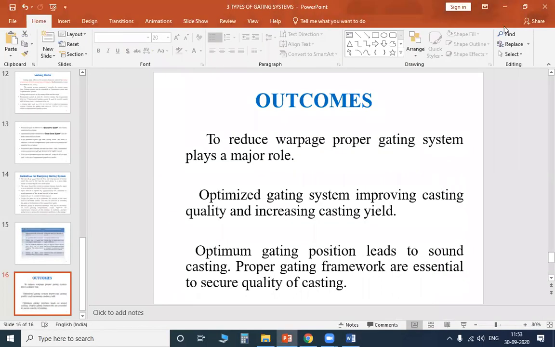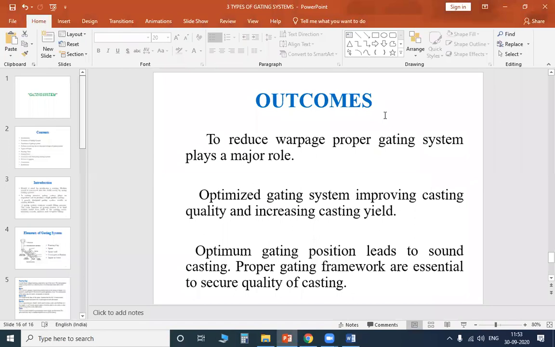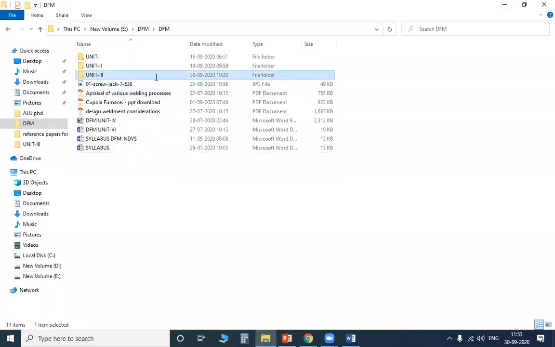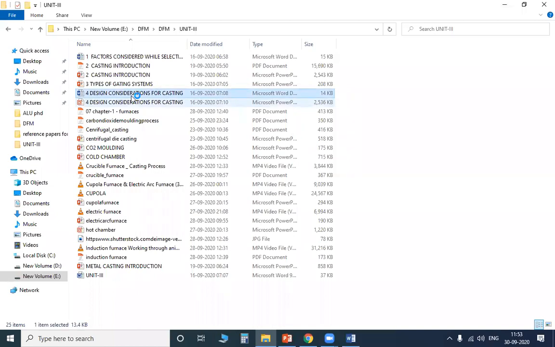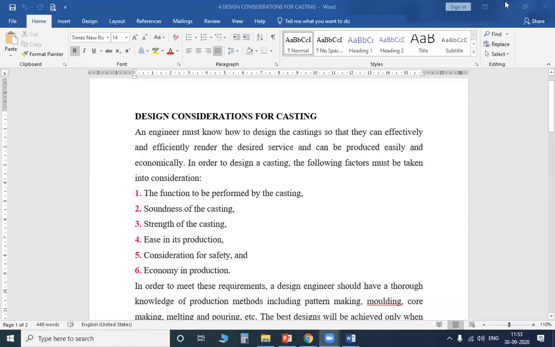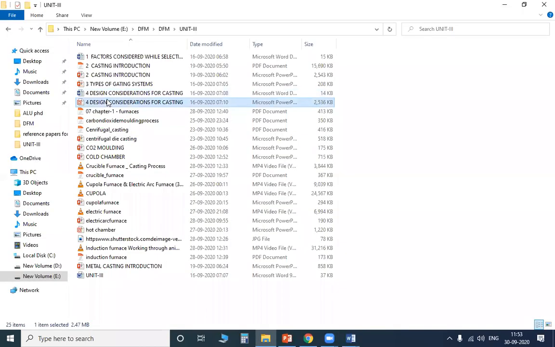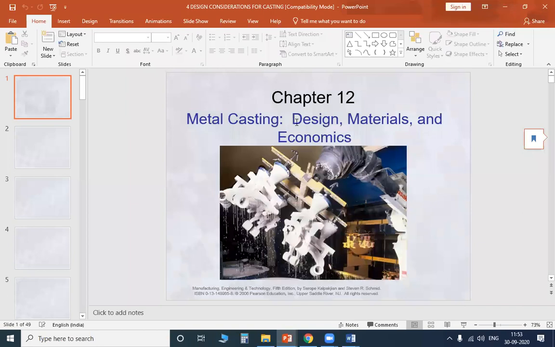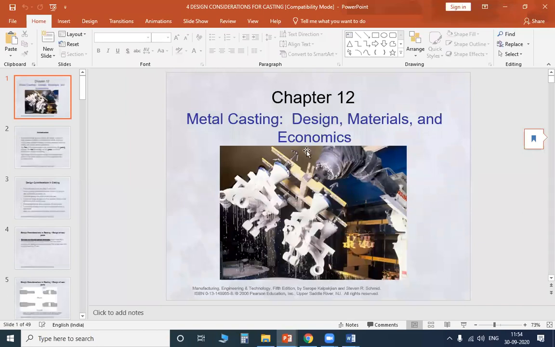In the next class we will see design considerations for the casting and how it is to be designed. We will cover metal casting design, materials, and economics, such as how much cost is to be taken, how it is designed, and what the materials are. This we will learn in the next class.